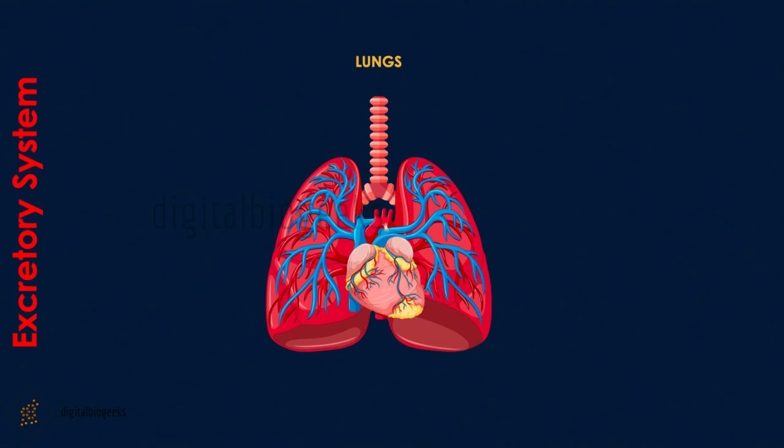Lungs are the organs that help us to breathe. They inhale oxygen and exhale carbon dioxide. Around 20% of the air we breathe in is oxygen. Blood transports this oxygen to the cells. The cells use this oxygen to break down sugar in order to produce energy. This process is called cellular respiration.